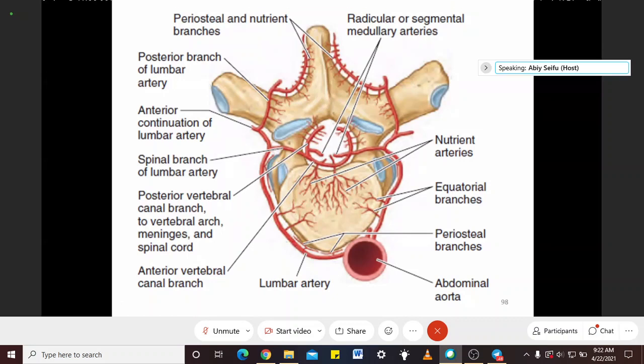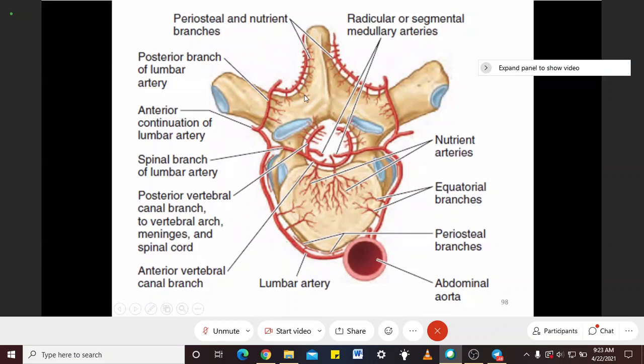Specifically, the radicular and segmental arteries supply the nervous tissue. The segmental one supplies the spinal cord, whereas the radicular artery supplies the spinal nerve. When it bifurcates, it divides into anterior and posterior vertebral canal arteries, which also give the nutrient artery that supplies the bone. Laterally it continues as the lumbar artery and gives the posterior branch. This posterior branch gives the periosteal and nutrient arteries.